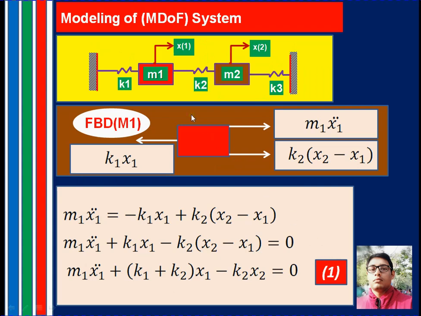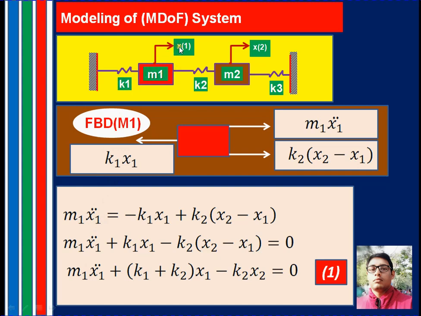Now, how to model this type of multi-degree of freedom system? Look at the figure where mass 1 is connected with the springs K1 and K2, and mass 2 is connected with the springs K2 and K3. To solve this problem, we have to start with the free body diagram. In the free body diagram of mass 1, there will be a force K1 x1 acting towards left. It will be pulling the body towards left.